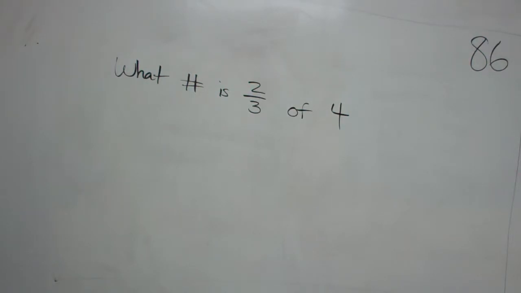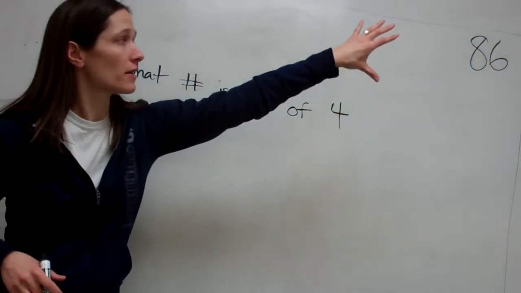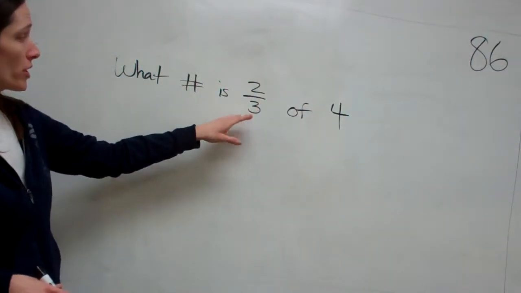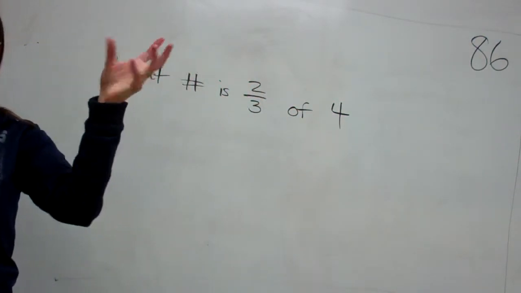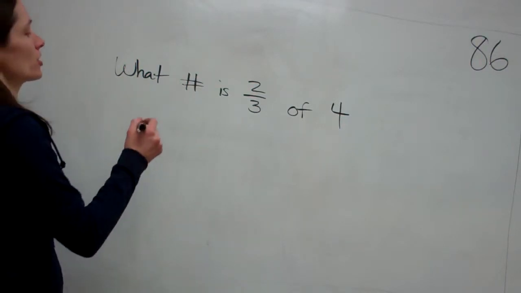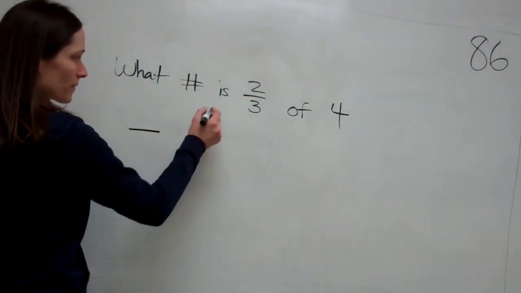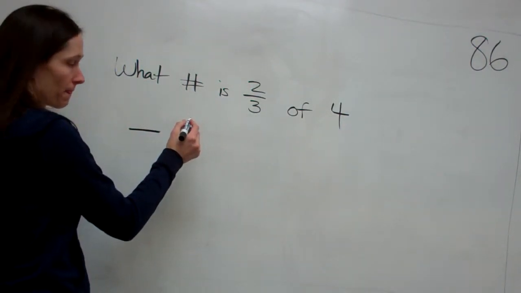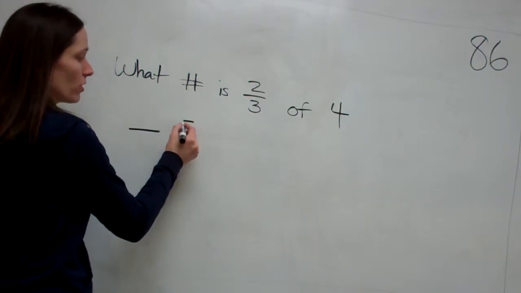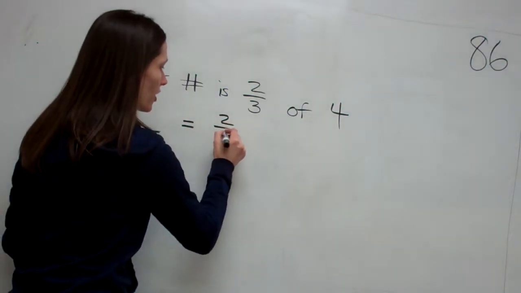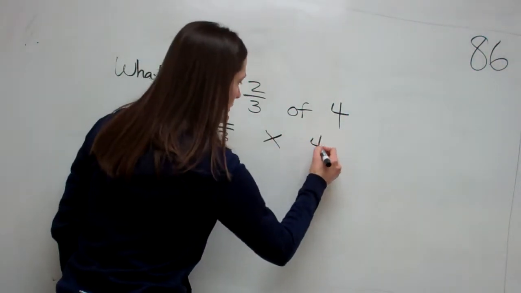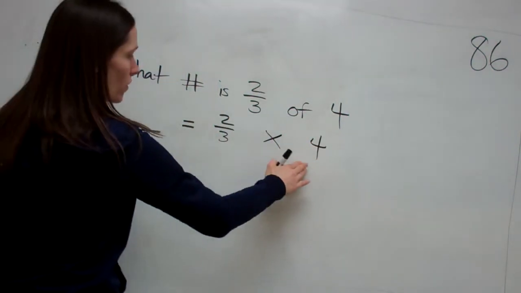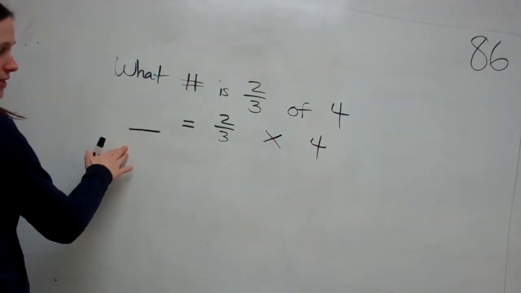Okay? So they're basically saying that we have 4 pies. And we want to know what 2/3 of those 4 pies would be. Okay? So let's do that. What does "of" mean? Times. 2/3 of 4 means times 4. So now we have 4 times 2/3 equals what?